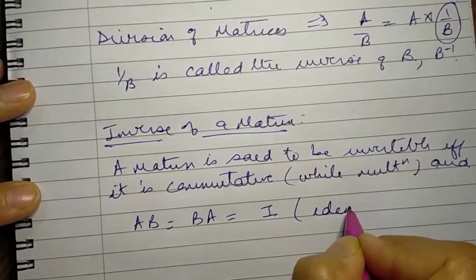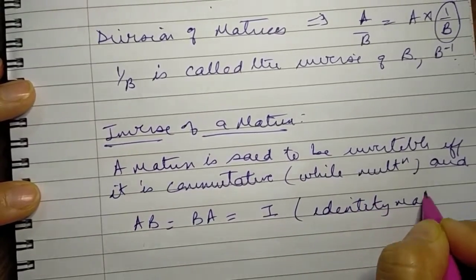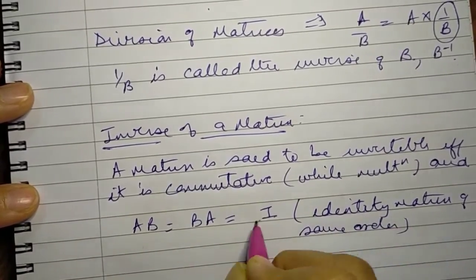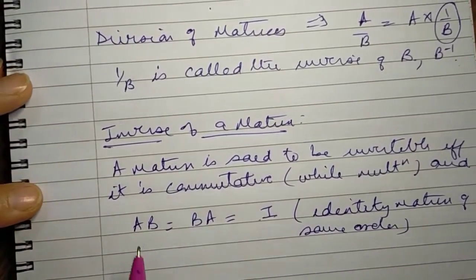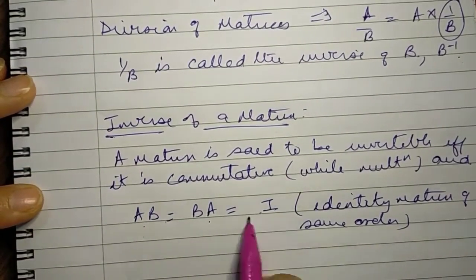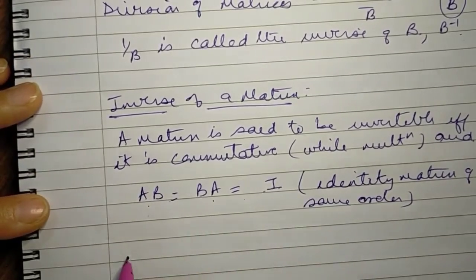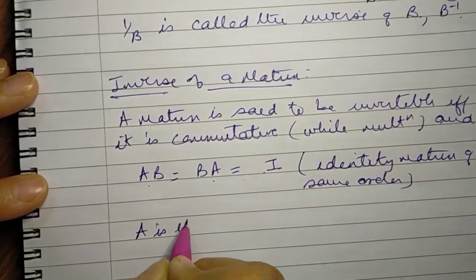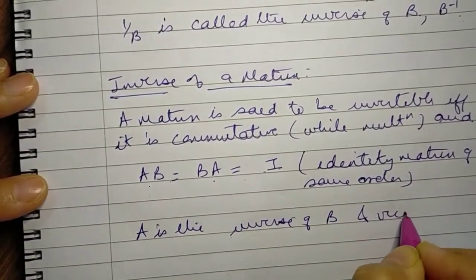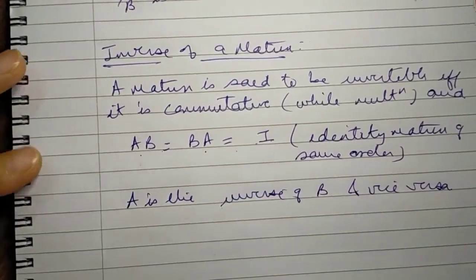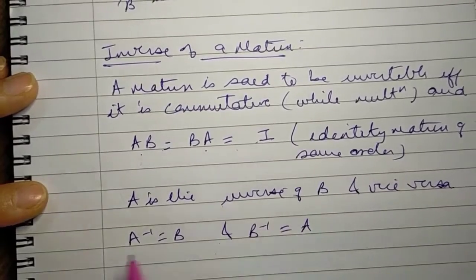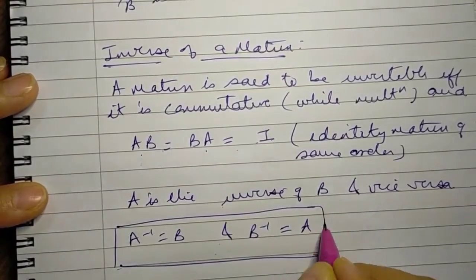which is the identity matrix of same order. Obviously it needs to be the same order, otherwise we can't equate two matrices. So if we get AB equal to BA equal to I, which is an identity matrix of the same order, we say that A is the inverse of B and vice versa. So we write A inverse equal to B and B inverse equal to A. This is how we write it.